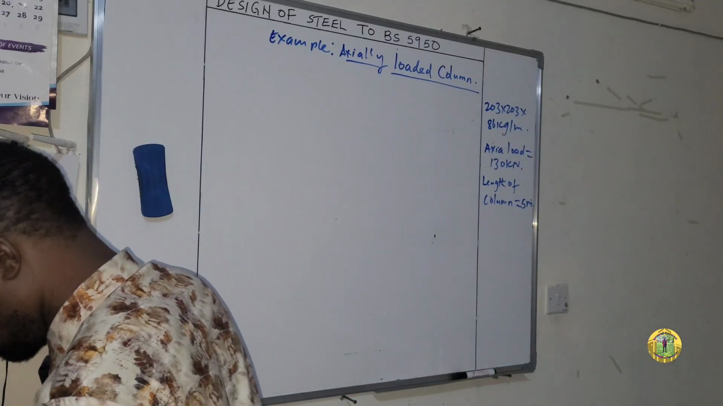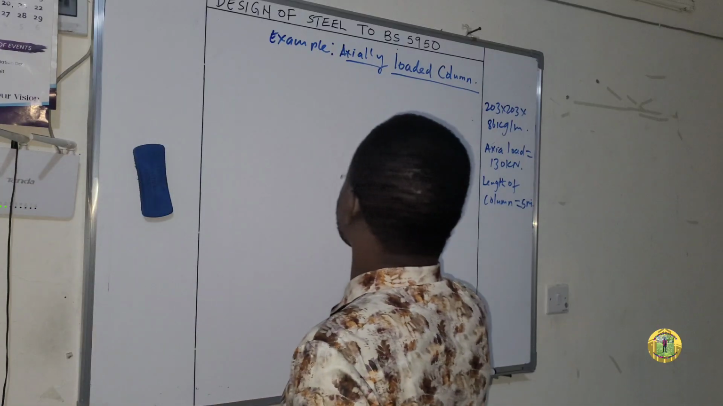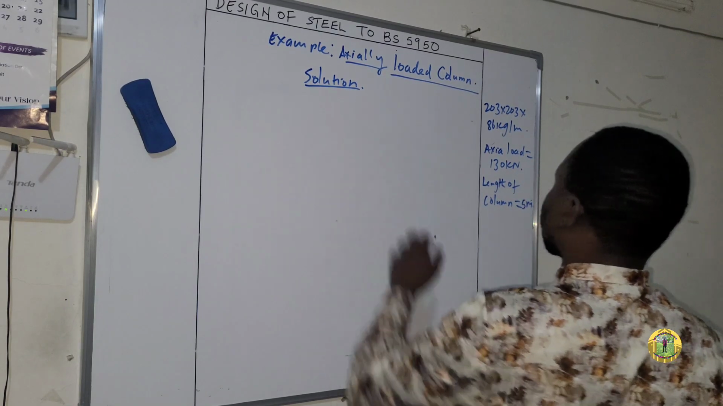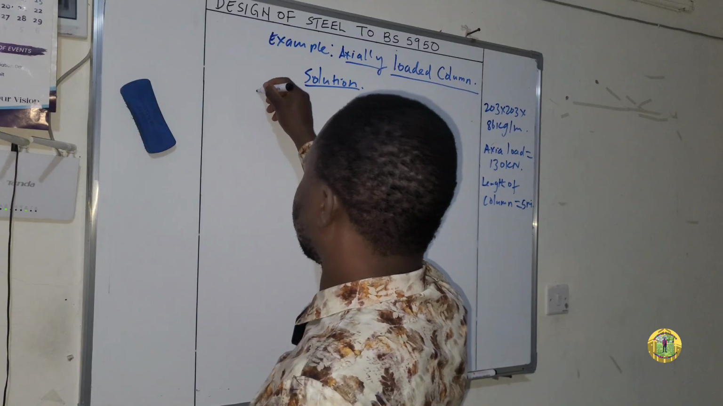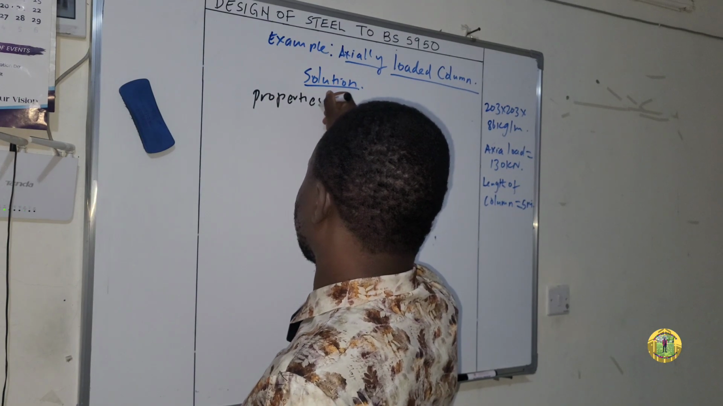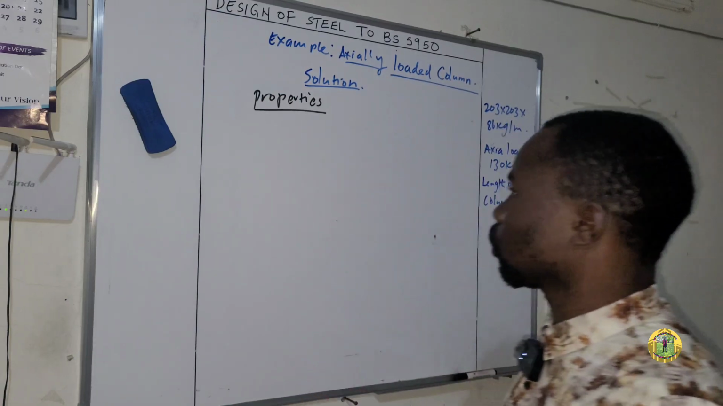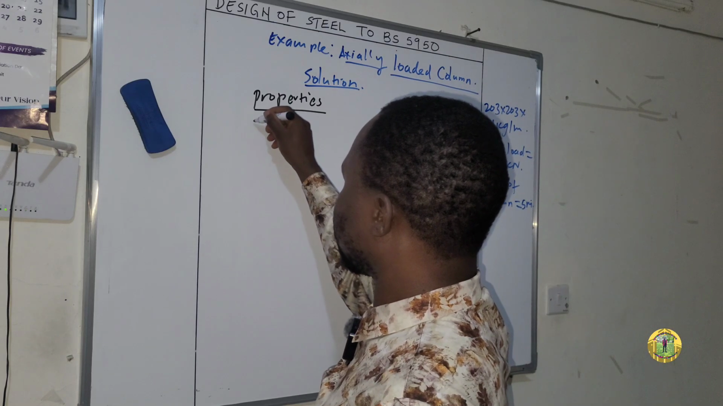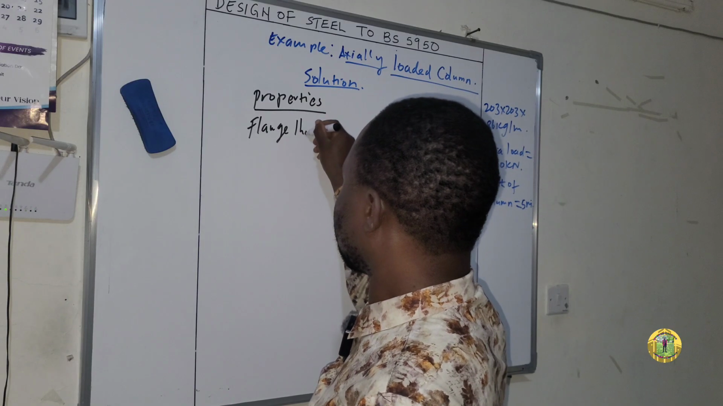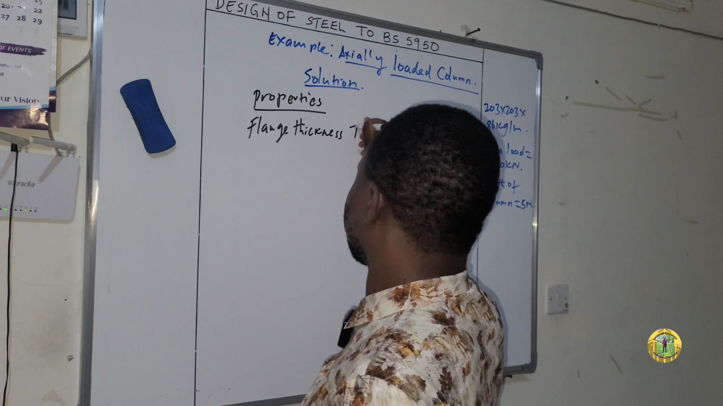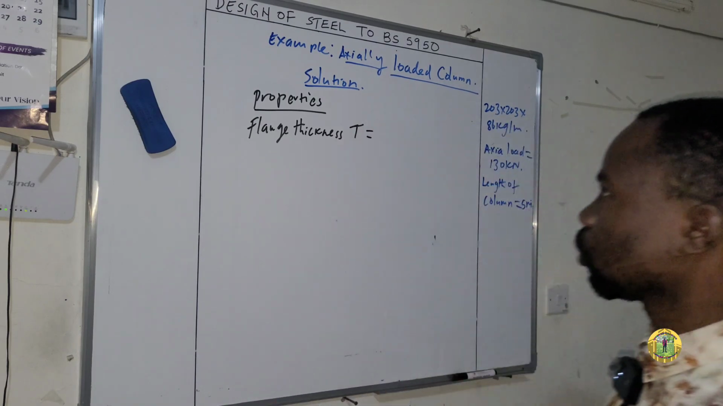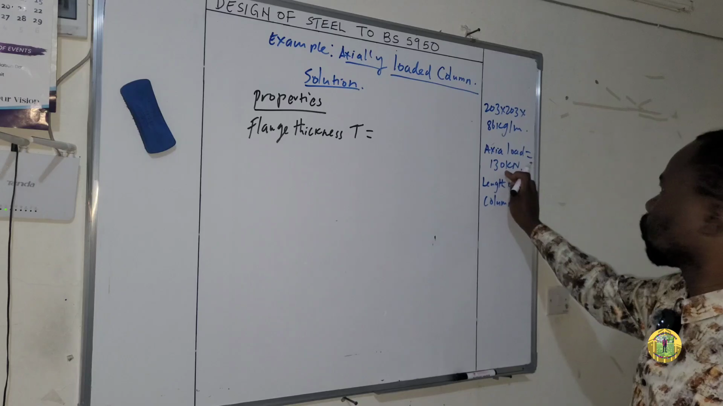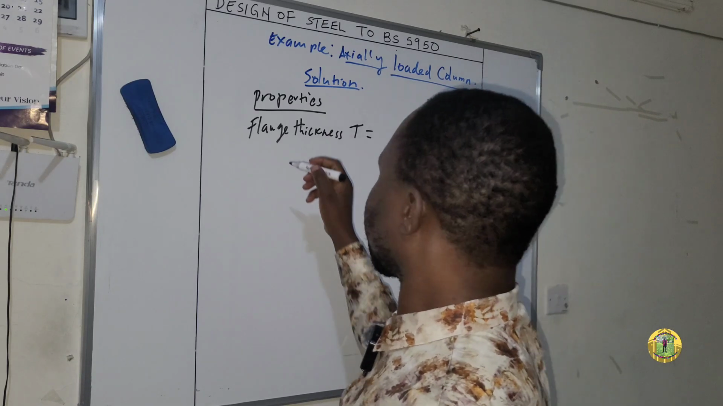So solution. So we have the solution. The first thing to do is to obtain properties of this section from the universal column table, and we will begin with the flange thickness, which is capital T. So these properties will help you to check the adequacy of this section, if it will sustain this axial load or not. And then we have the radius of gyration.